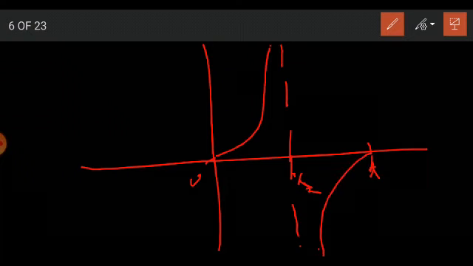But at 0 to pi by 2, this 0 to pi means 0 and pi are a closed interval, so 0 to pi is to be included, and pi by 2 is also included by default, because we have to consider the domain between 0 to pi.